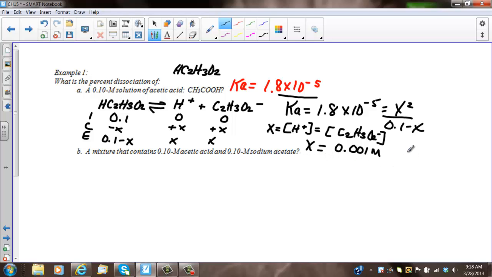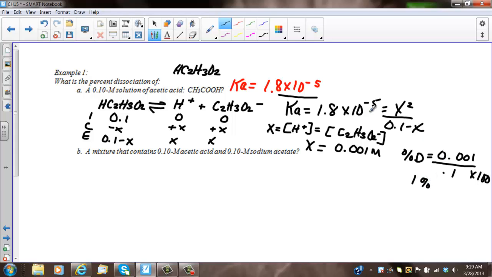So they want to know the percent dissociation. Remember that percent dissociation is part over whole. Sometimes it's called percent ionization or percent dissociation. It means the same thing. Our part is our X. Our whole is 0.1, times 100, and I'm going to get percent dissociation.